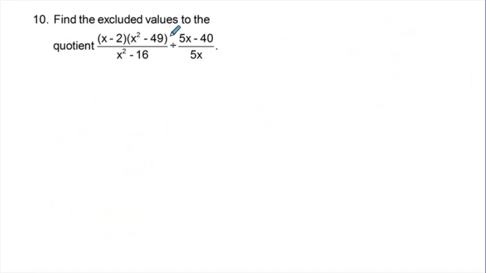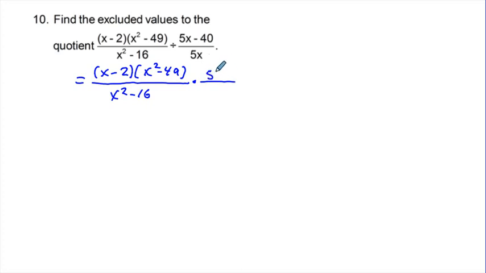Quantity x minus 2 times quantity x squared minus 49 over x squared minus 16, divided by 5x minus 40 over 5x. Well, when you divide a fraction by another fraction, it's going to be equivalent to what I'm showing you here. Quantity x minus 2 times x squared minus 49. And so the main technique here is to change a division problem into a multiplication problem by multiplying by the reciprocal of what we're dividing by. So we're going to turn this upside down, and then we have over 5x minus 40.